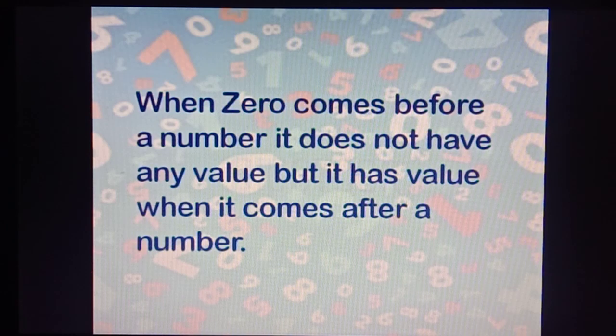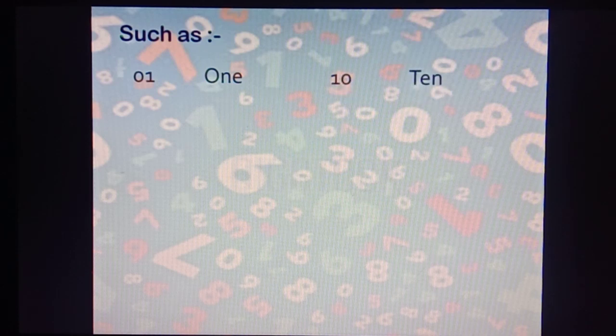When 0 comes before a number, it does not have any value, but it has value when it comes after a number. Such as when 0 is written before 1, it is the number 1. But when 0 is written after 1, it becomes 10. So the value of 0 changes.